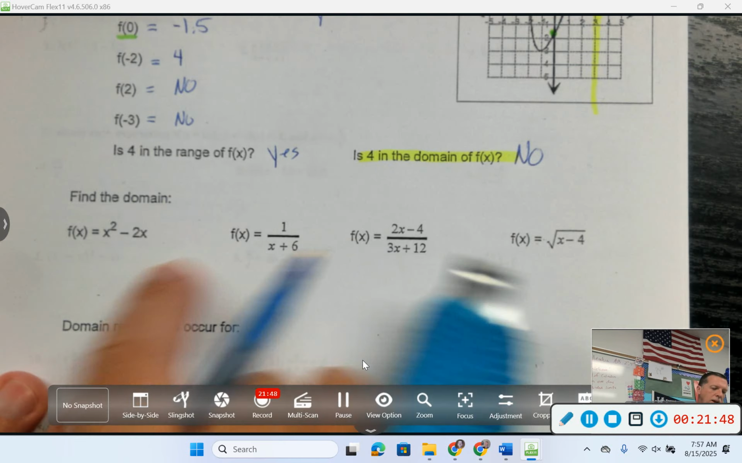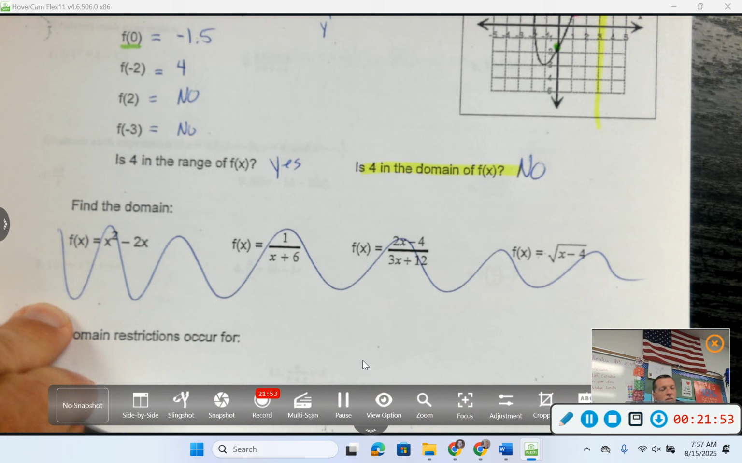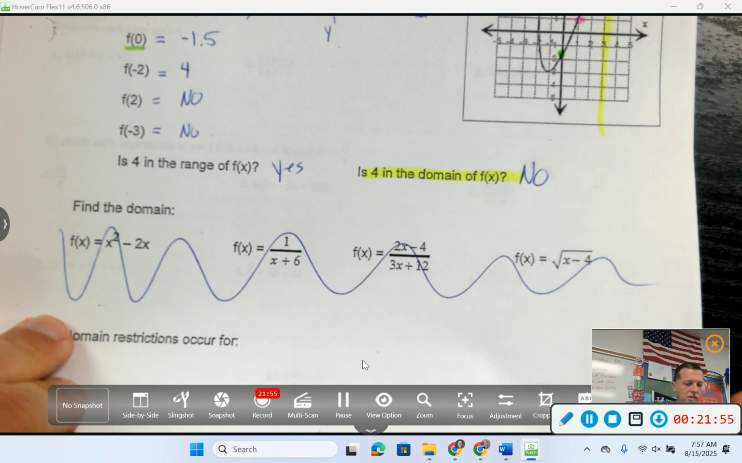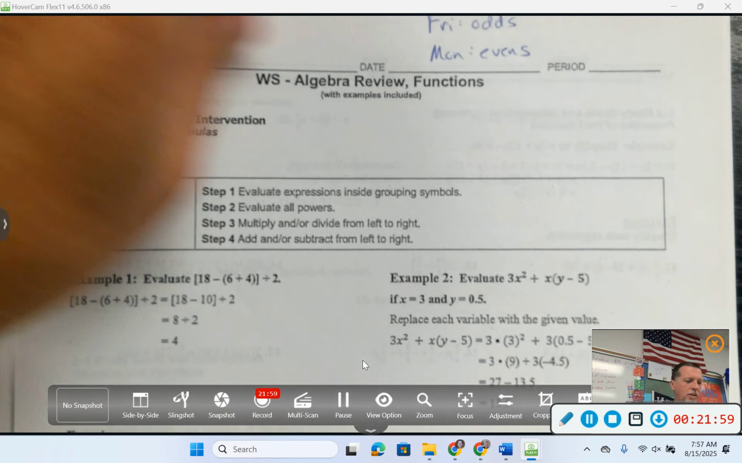Alright, finding domain from equations, that's important, but we'll do that later. That's a little bit much for one lesson. So, okay, here's the worksheet, but let's do a few of these together.